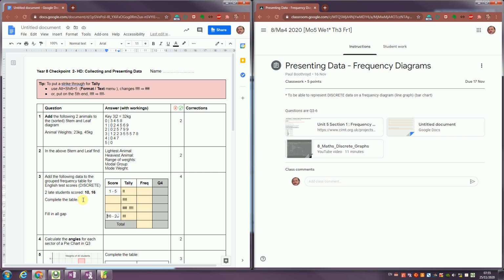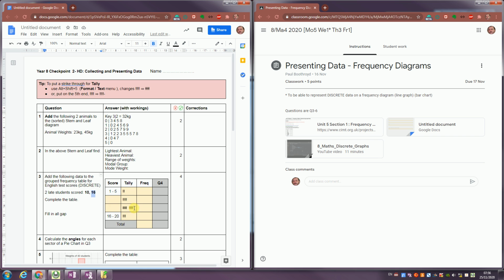Second part of the question was to make sure these 2 numbers are added in. So which group would you put the 10 in? Now it's not in either of these top 2, so it must be in one of these. Which group would you put 16 in? Now notice at the top, there was a little tip for you on how to format it.